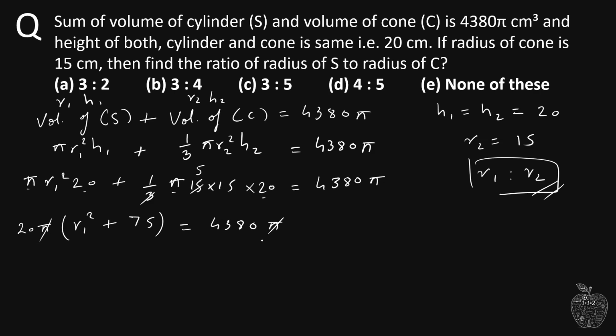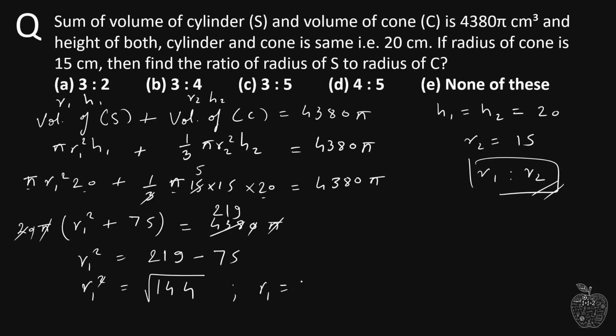Here pi is gone, 0 and 0 gone. Let's divide this by 2, so 2 1s are 2, 2 2s are 4, 2 1s are 2, and 2 9s are 18. So we get r1 square is equal to 219 minus this 75. So r1 square here will be 219 minus 75, which will give me 144, and getting rid of the square we will add a square root. So finally we get r1 as 12.